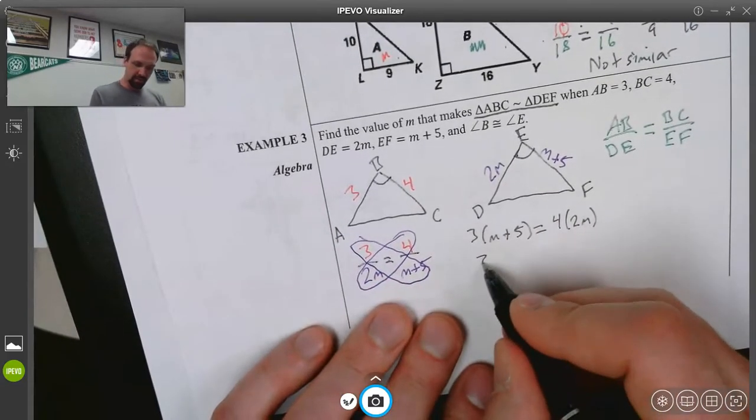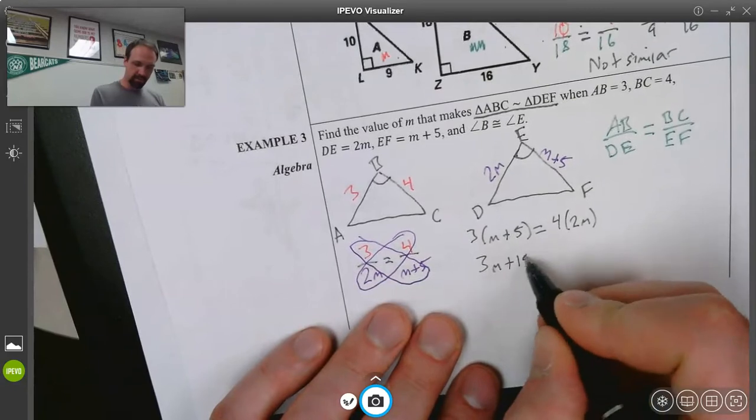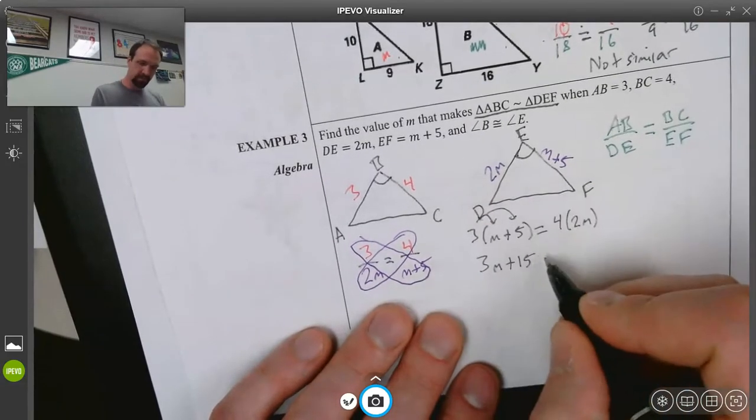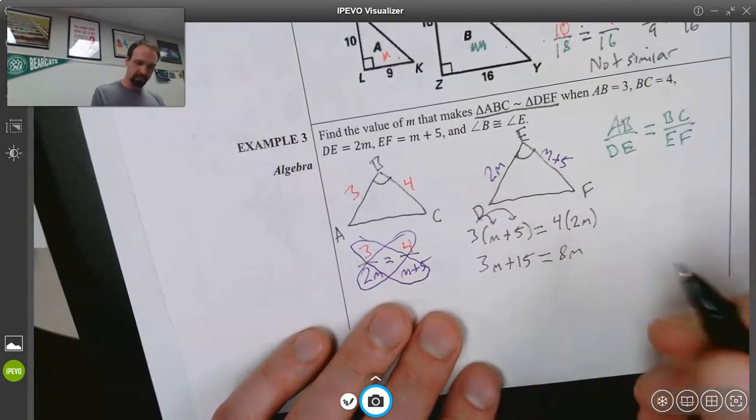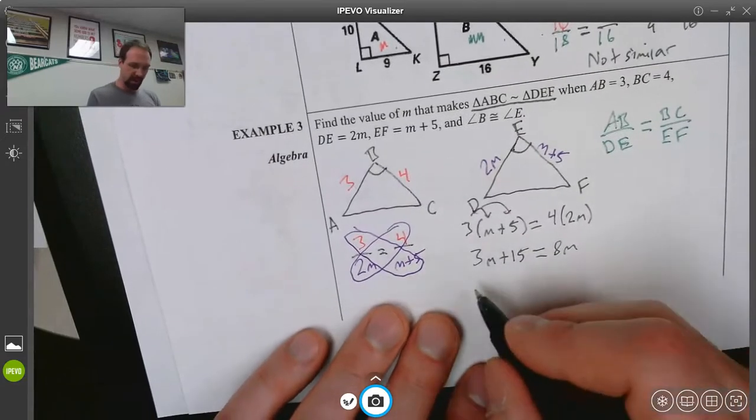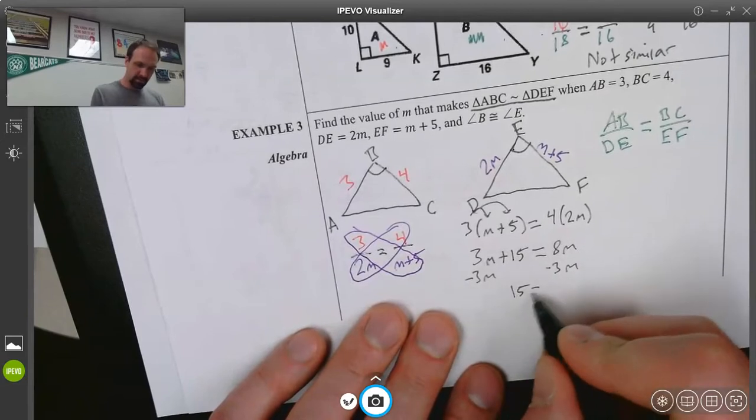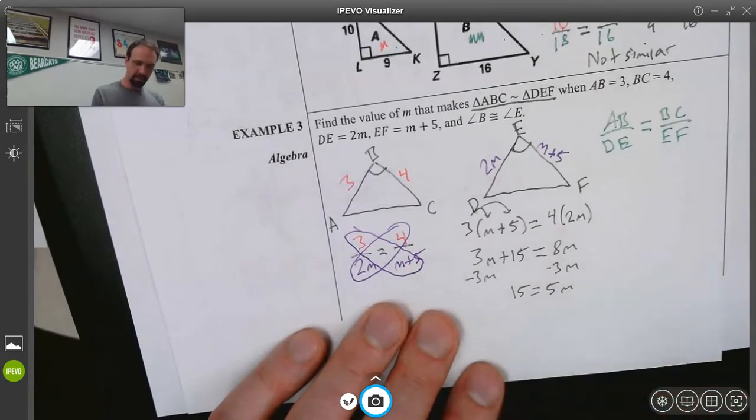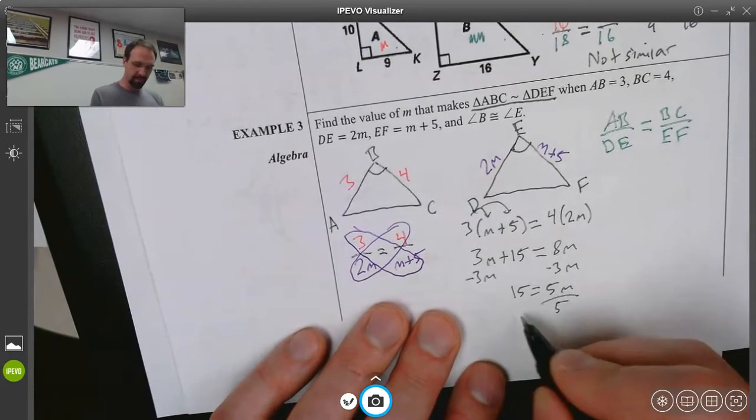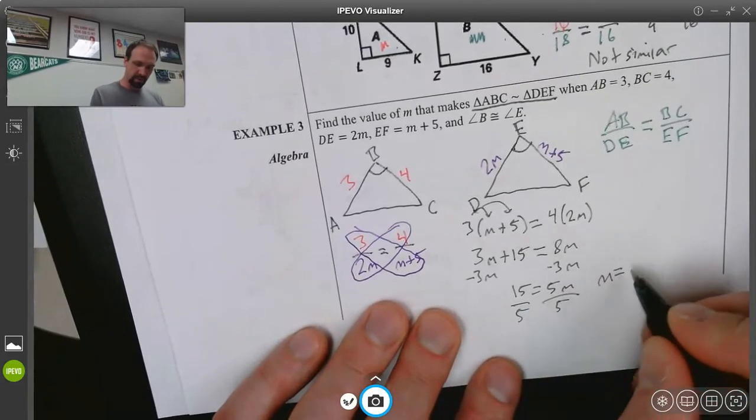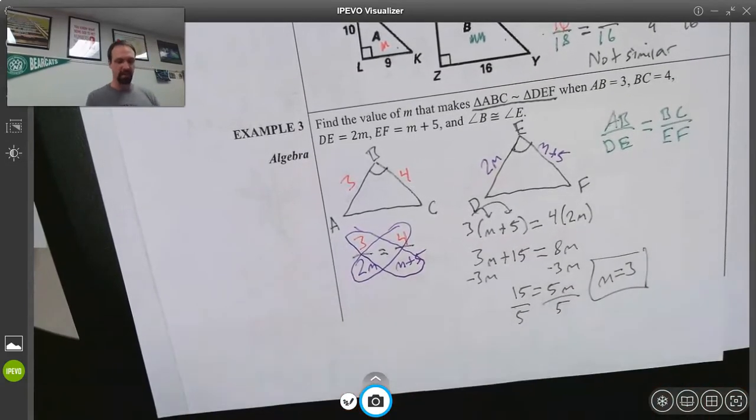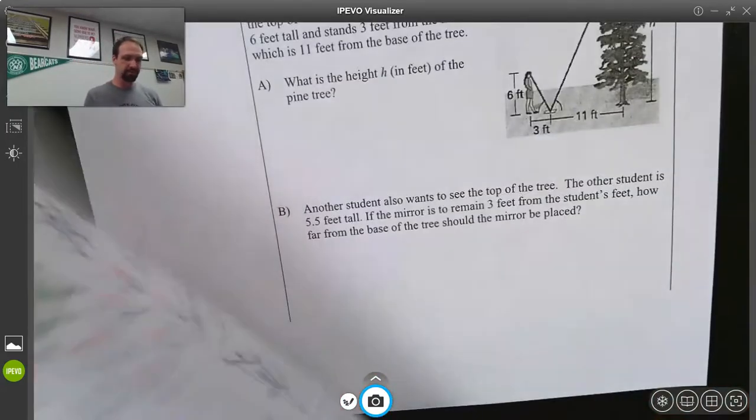So distribute, so I have 3m plus 15 is equal to 8m. So now I'm going to subtract 3m from both sides. 15 equals 5m. So I divide by 5. And I get m equals 3. So the value that makes those two triangles similar is when m equals 3.